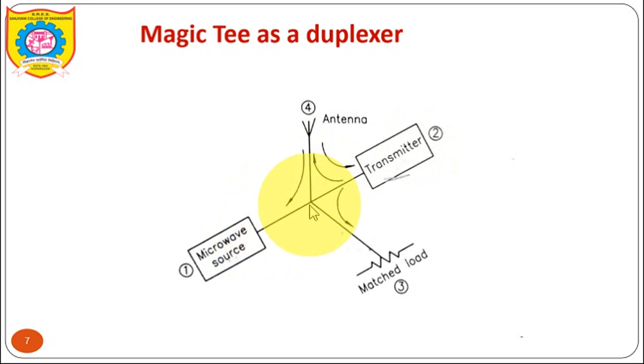During reception, half of the received power goes to the receiver, and the other half goes to the matched load. The transmitter and receiver are isolated during the reception as well as during the transmission. So this is the application of the magic T as a duplexer.